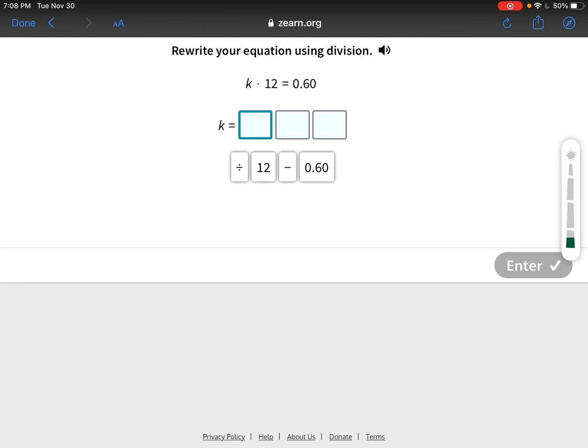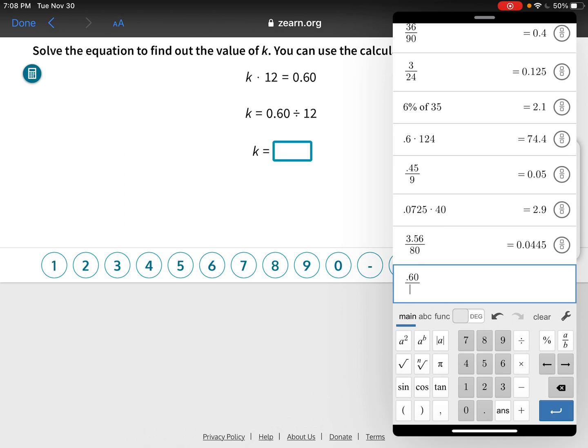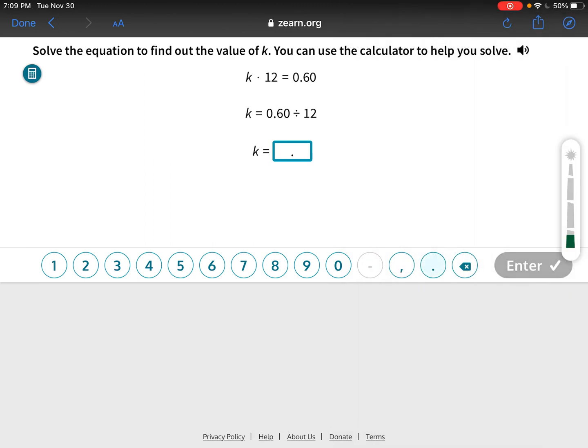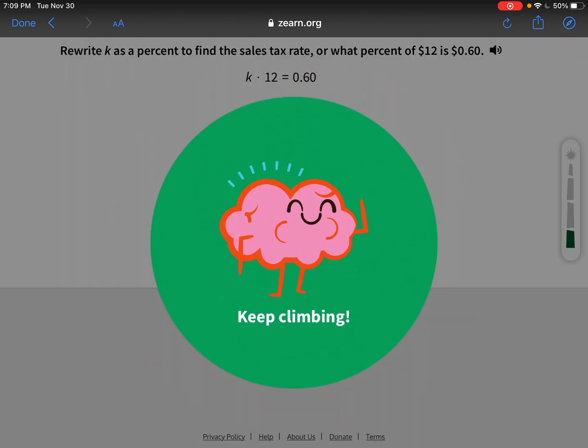So percent, we don't know, times the whole amount equals part. Okay, and then we have to do the opposite operation. So 60 divided by 12, or 0.60 divided by 12. So take your 0.60, divide by 12, you get 0.05, move that 2 places to the right to make it a percent. So 0.05 is 5%. First one down.